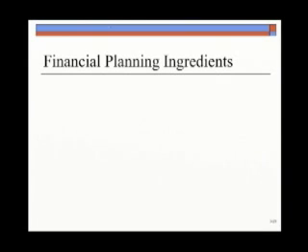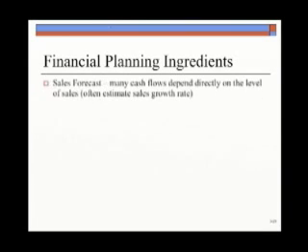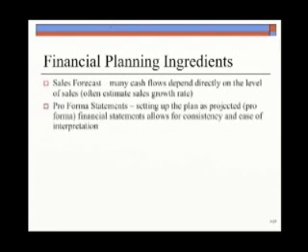So, financial planning ingredients. If we were going to put together a financial forecast, the first thing we would do is get ourselves a sales forecast. Almost everything else we do will key off the sales forecast. A pro forma statement, pro forma means as if, and we're going to try to look ahead and see what the income statement and the balance sheet will look like in the future, based on our assumptions, our objectives, our desires, our wishes, our strategy, those kinds of things. We're going to build all that in.